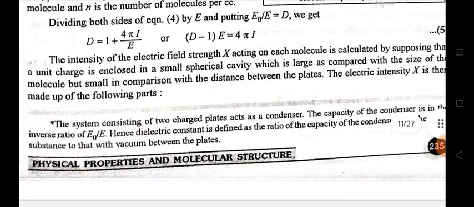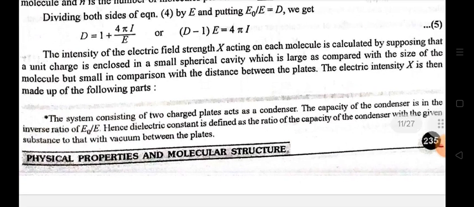The intensity of the electric field strength X acting on each molecule is calculated by supposing that a unit charge is enclosed in a small spherical cavity which is large as compared with the size of the molecule but small in comparison with the distance between the plates. The electric intensity X is then made up of the following parts.